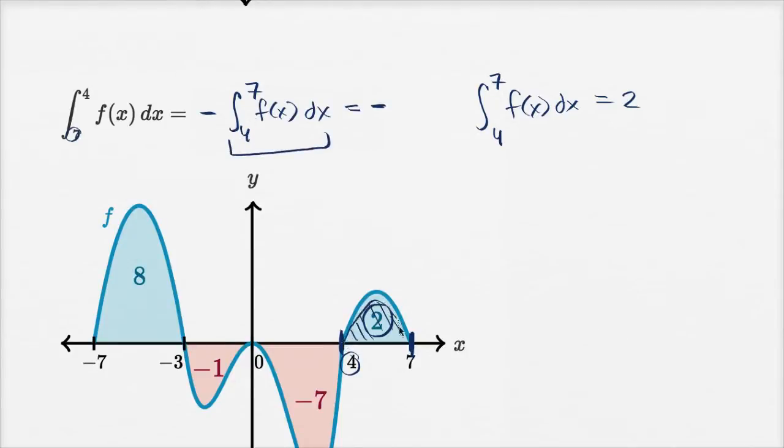Well, now that is this area. F of x is above the x-axis. It's a positive area. So this thing right over here is going to evaluate to positive 2, but we have that negative out front, so our original expression would evaluate to negative 2.